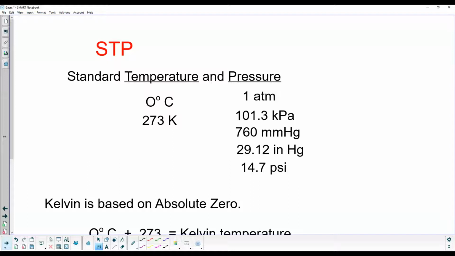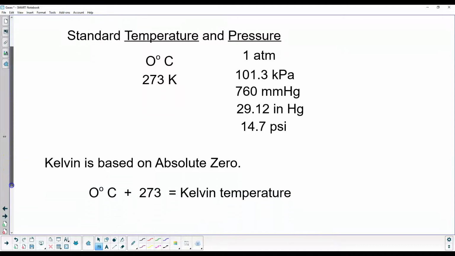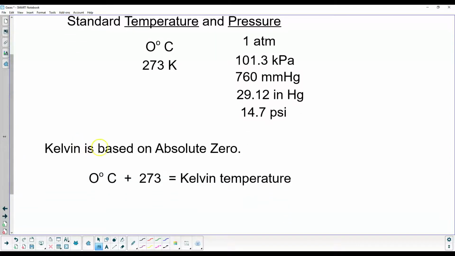There's this thing called standard temperature and pressure, abbreviated STP. Standard temperature and pressure is 0 Celsius or 273 Kelvin. Kelvin is the temperature scale that we have to use in the gas laws. We'll get more into that later when we talk about specific gas laws, but just be aware Kelvin is a temperature scale and it's based on absolute zero.